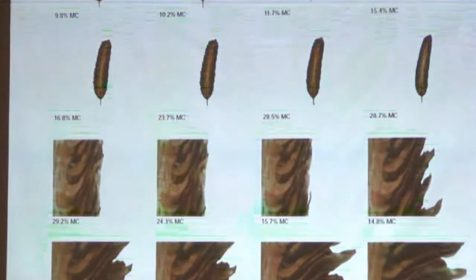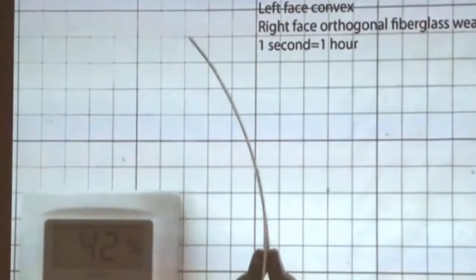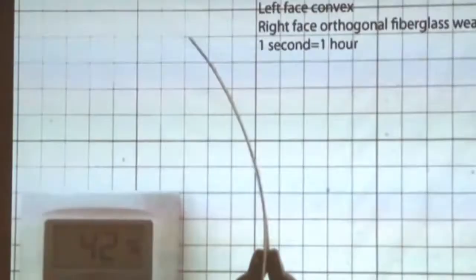So what we did is we extracted this principle of translating the dimensional change into a shape change and developed a climate responsive composite element in which wood is still the intelligent or responsive or reactive layer. I think this video shows quite nicely how changes in relative humidity that you can see on the hygrometer at the bottom left trigger this very thin element to actually change its shape.